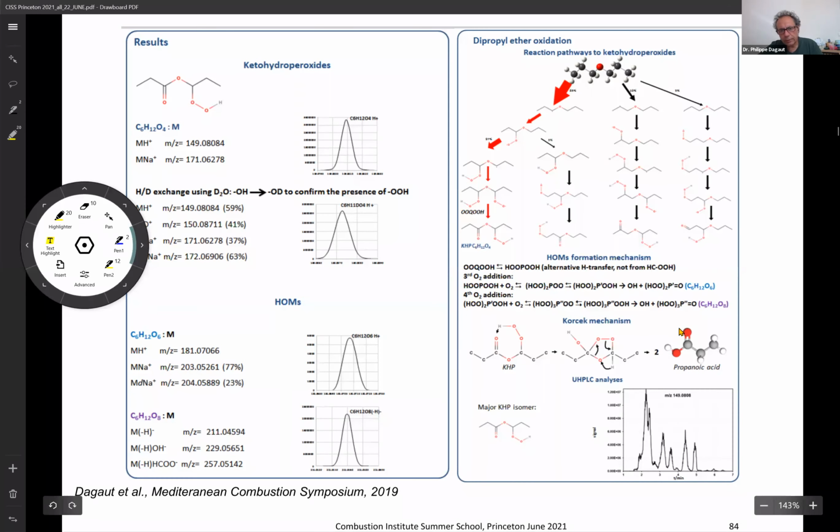We also tried to figure out the structure of these different keto hydroperoxides. To do that, we used liquid chromatography and tried to separate them. Well, these are initial data. We will do better later on. This work was presented at the last Combustion Symposium. So we separated the different isomers and then proceeded to fragmentation of these ions here. Based on the fragmentation, we could figure out the structures, which were the most important isomers formed during the oxidation of this fuel.